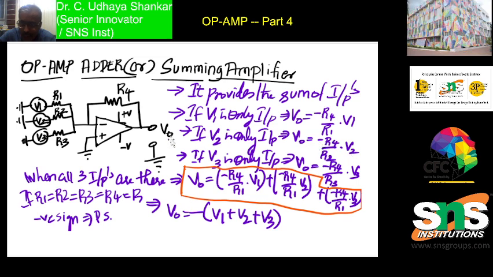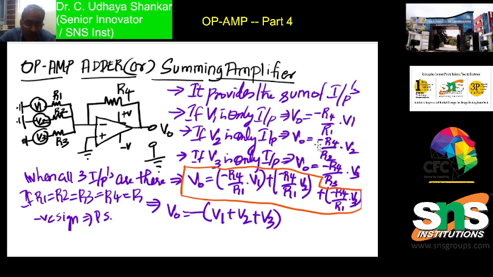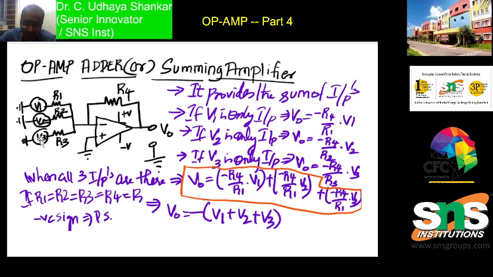The reason this minus is there is because I am giving the input sinusoidal voltage to the inverting input. So the output voltage also will be phase shifted by 180 degrees, so it will have the minus in the output. Okay, and let us consider only V3 is there, and V1 and V2 are switched off.